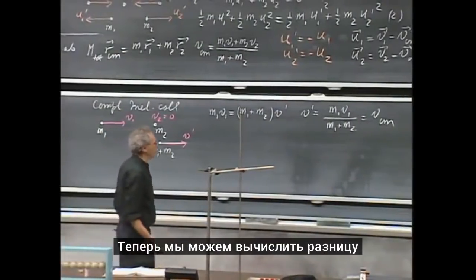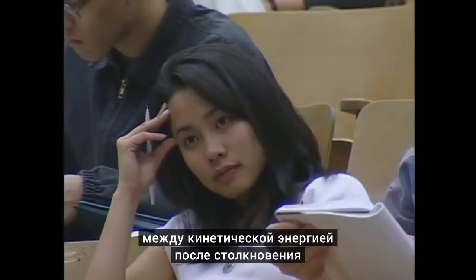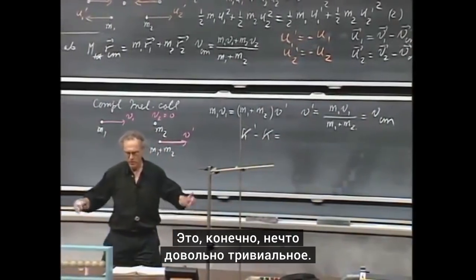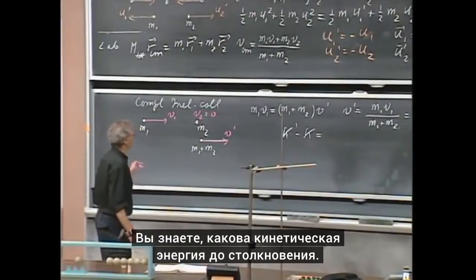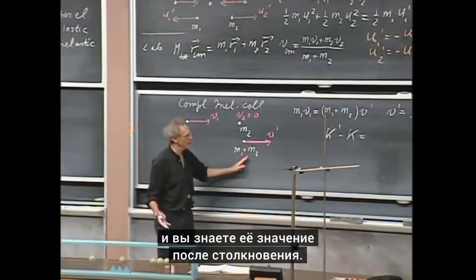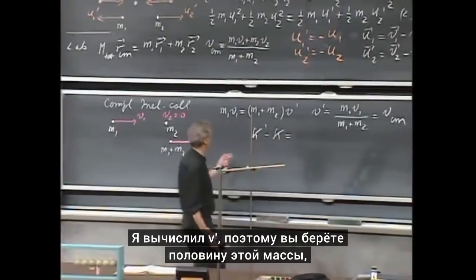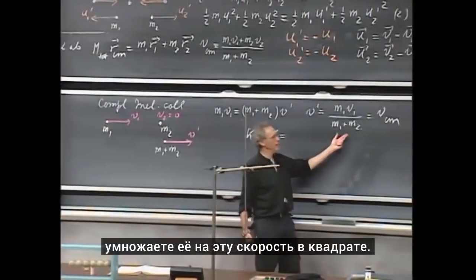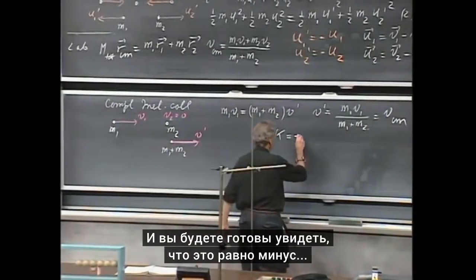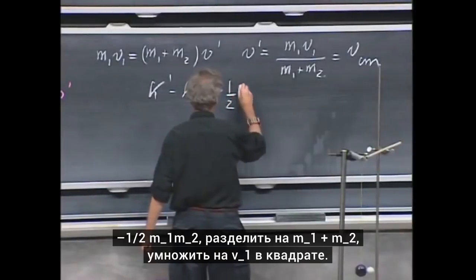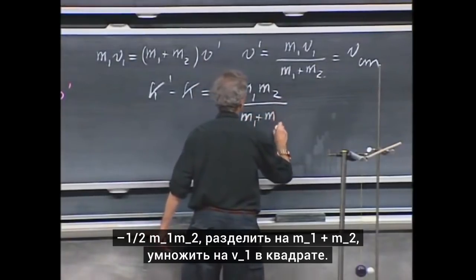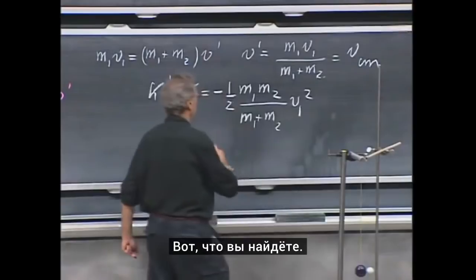Now we can calculate what the difference is between the kinetic energy after the collision and the kinetic energy before the collision. That is, of course, something that is rather trivial. You know what the kinetic energy is before the collision. It's 1/2 M1 V1 squared. And you know what it is after the collision. I calculated V prime. And so you have to take half this mass, multiply it by this velocity squared. I'm sure you can do that. And you will be able to see that this equals, you have to massage the algebra a little bit, minus 1/2 M1 M2 divided by M1 plus M2 times V1 squared. That's what you will find.